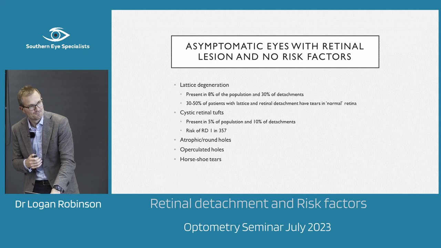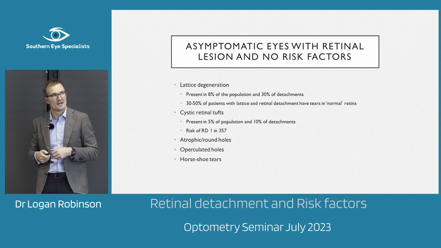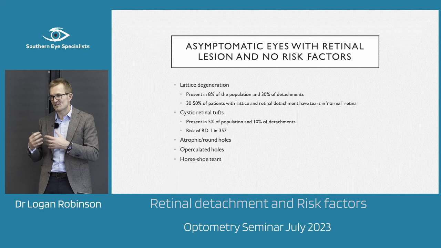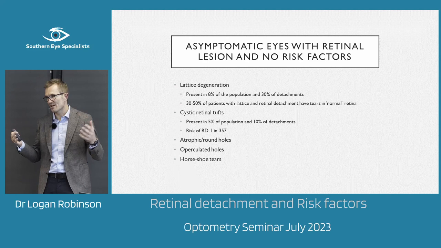In terms of these other lesions we talked about in asymptomatic patients, if they don't have any other risk factors like myopia or a retinal detachment in the other eye, again, these things are so common and retinal detachments are so rare that the numbers needed to treat to prevent a detachment are really high. So 8% of the population has lattice, and it's common in detachments, but there's a 1 in 10,000 chance of a detachment, so you'd have to treat so many people. And there's no evidence that it does actually make a difference.